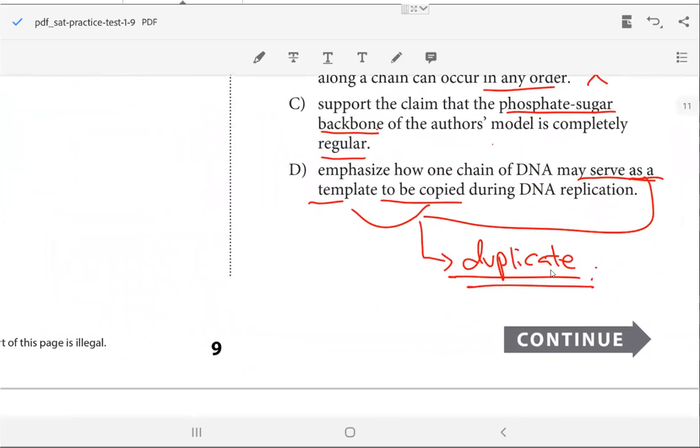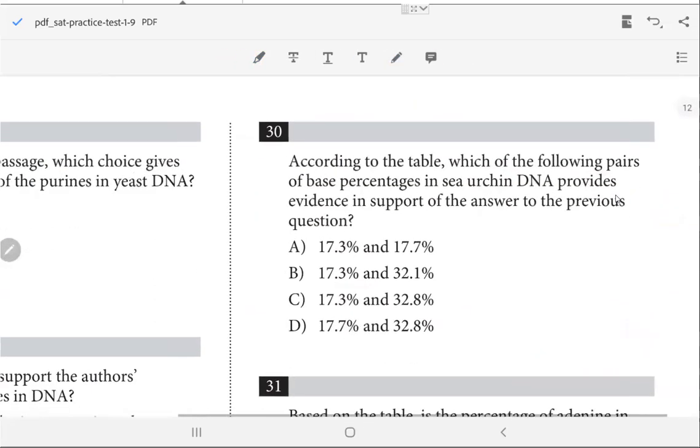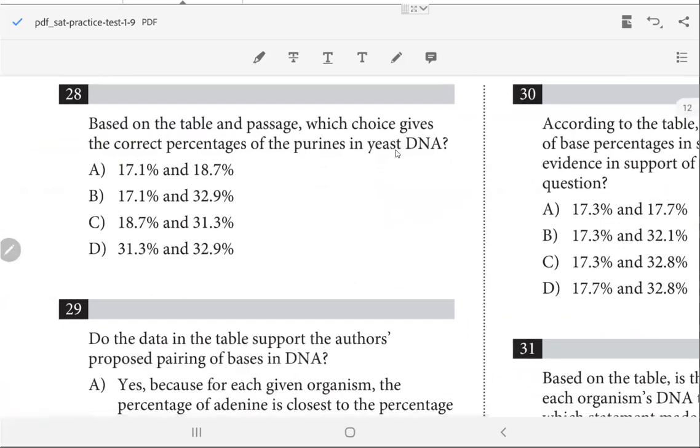So duplicate is paraphrased as served as a template to be copied during DNA replication. Right? Beautiful. Perfect. Nothing hard so far.